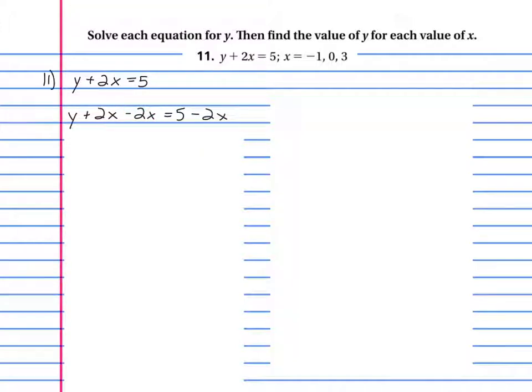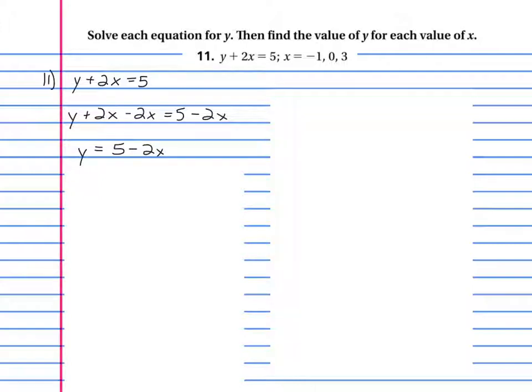So that thing that you're doing, the minus 2x, happens at the end of each line, like right here. It happens after the things that were already there in the equation. Okay, now we combine like terms. These cancel out. That was the point of it. And you get y equals 5 minus 2x. This is solved for y.